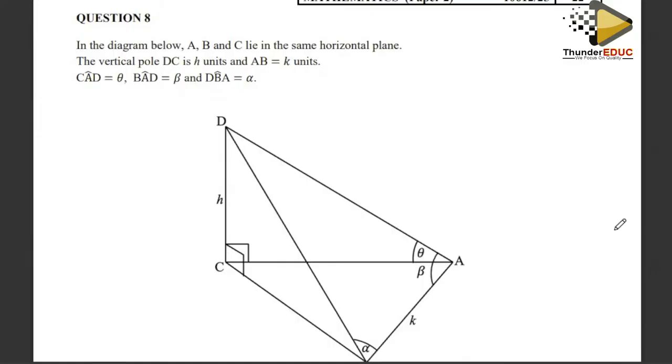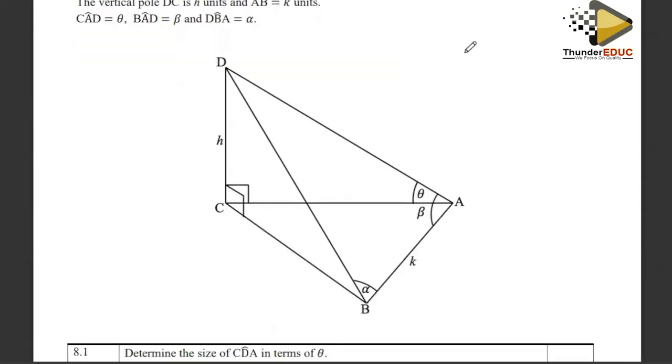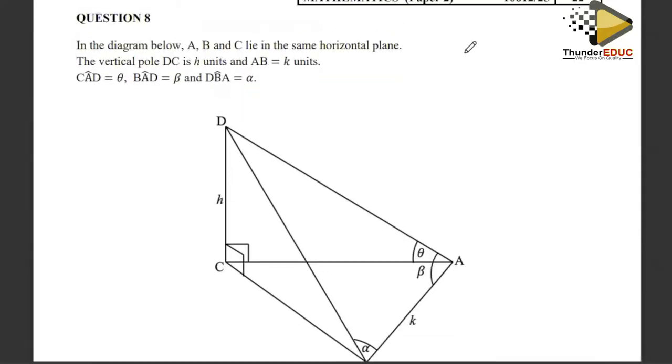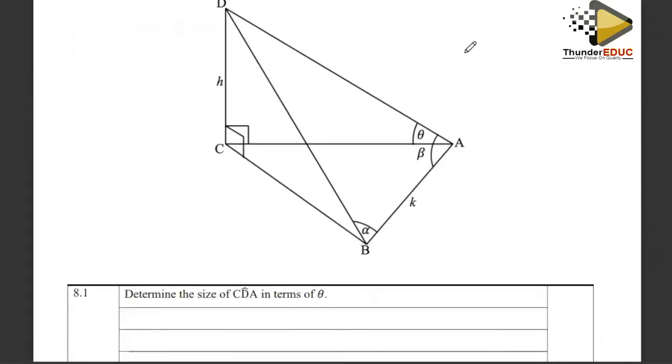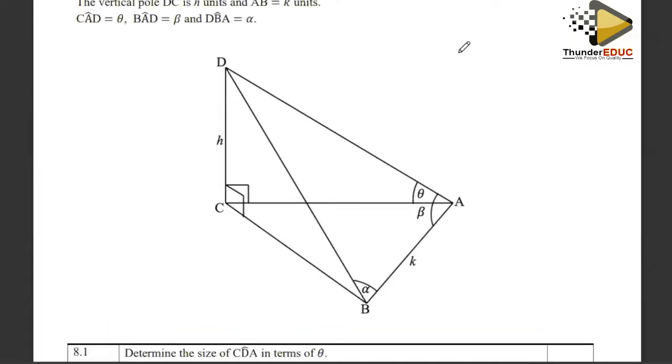So question number 8, they are telling us that in the diagram below, A, B, C lie in the same horizontal plane. The vertical pole DC is h units and AB is k units. CAD is theta, and then BAD is beta. Okay, and then DBA is alpha. Now they want us to express CDA, in other words, this angle here, in terms of theta.